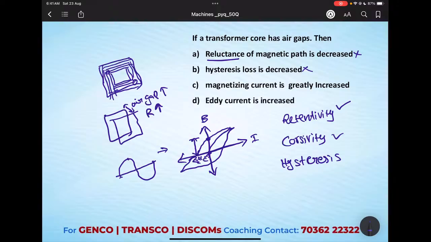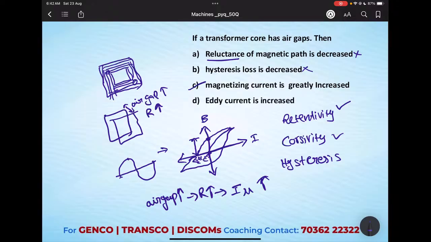Third option is magnetizing current is greatly increased. If the air gap is more, reluctance will be more. In order to overcome this reluctance, we need to apply more magnetizing current. If the air gap is high, reluctance is going to be high. In order to get more flux, we need to give more excitation current or more magnetizing current. Then only our rated flux we can develop in the core. So C will be the correct option.